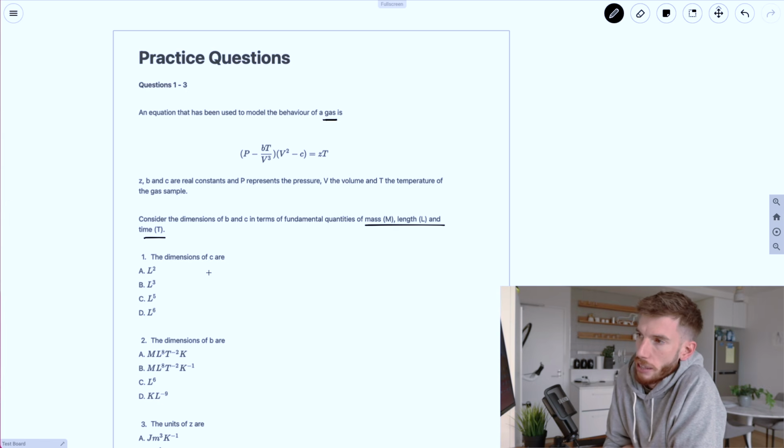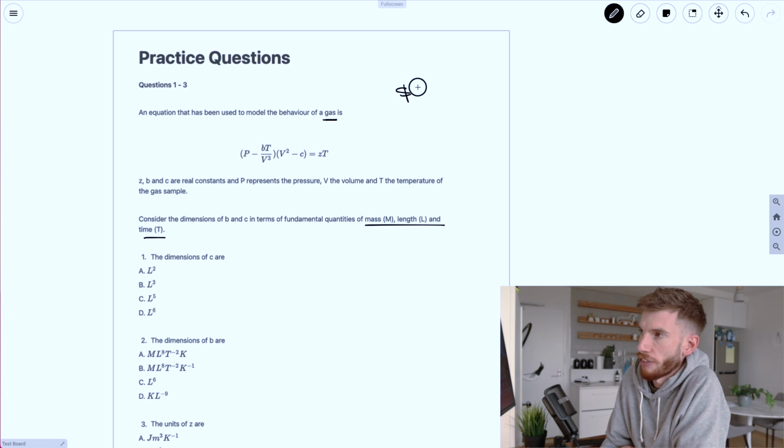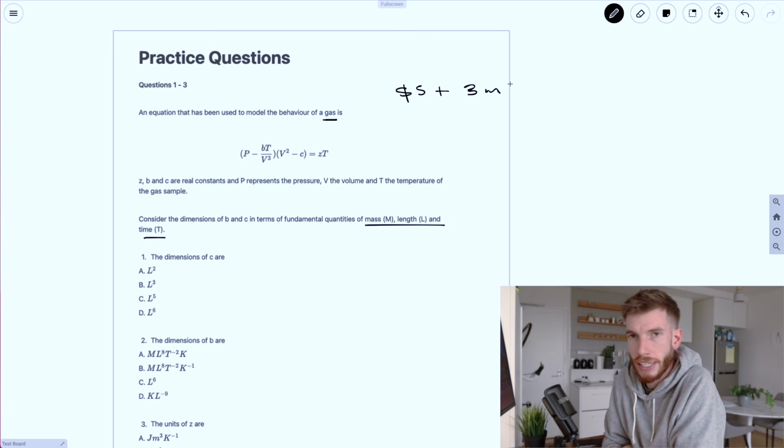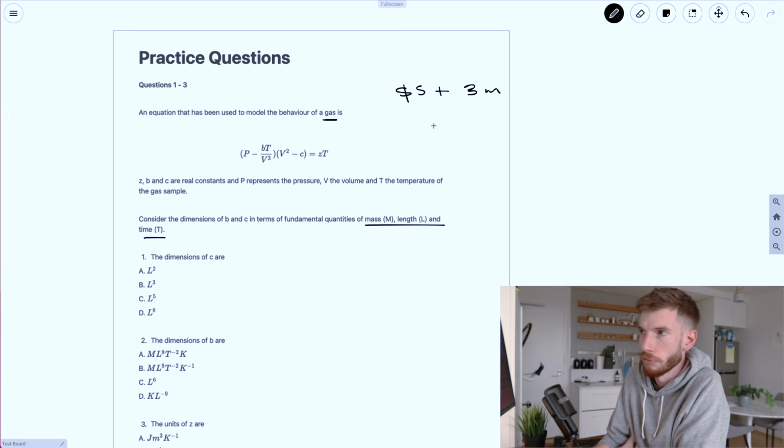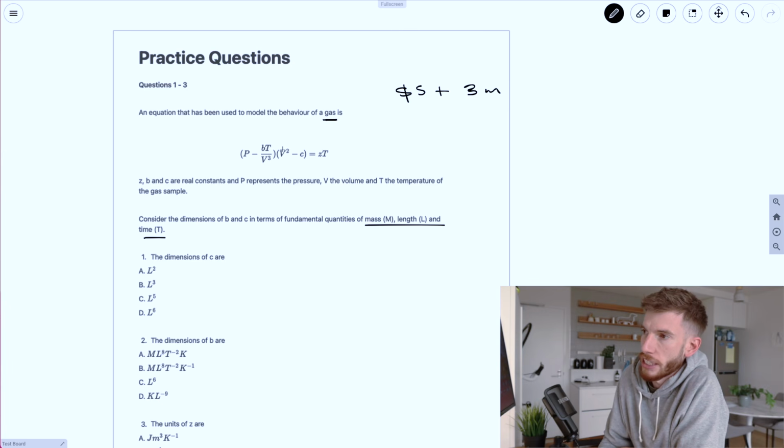So for the dimensions of C, this is more of a maths question than a chemistry or physics question. The concept here is that we've got these two brackets and we're adding or subtracting in each case. Just like you can only add and subtract like terms, you can only add and subtract values that have the same dimensions and the same units. A simple example is you can't just add $5 plus 3 meters. It doesn't make any sense, right? We couldn't say 8, because what would the units be? They're not like terms in a sense. So we can use this concept here and isolate for C just this bracket.